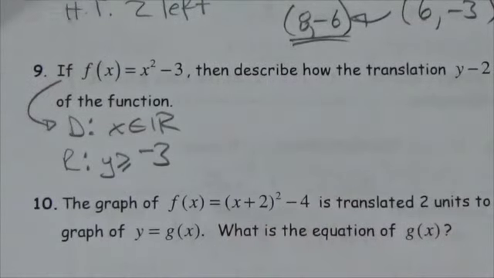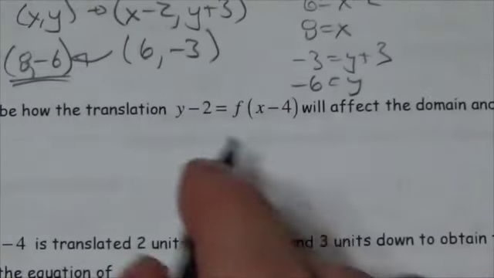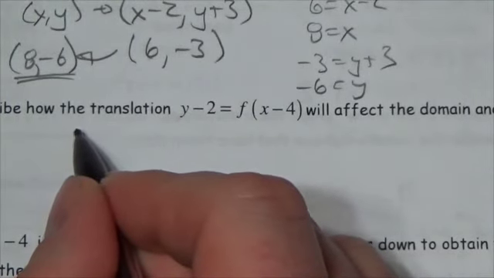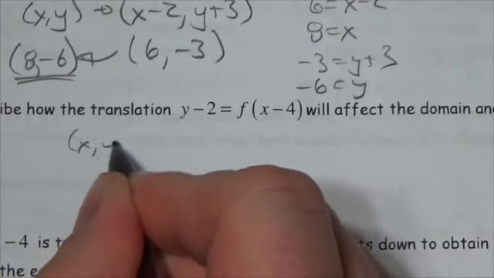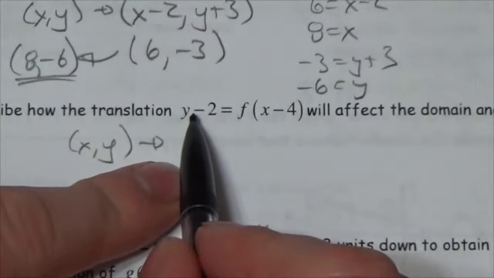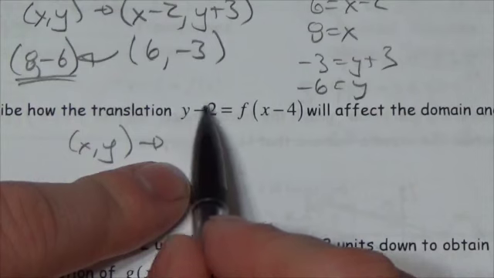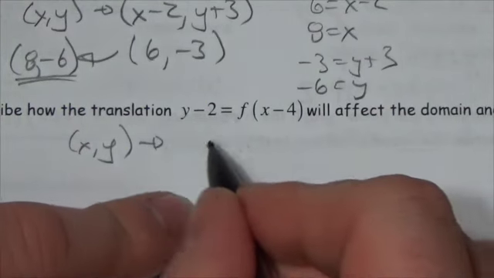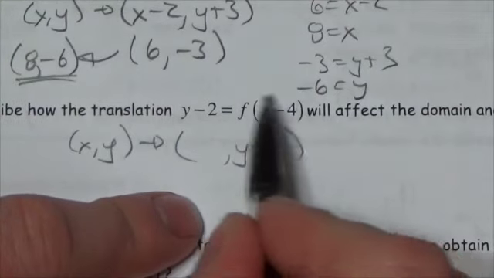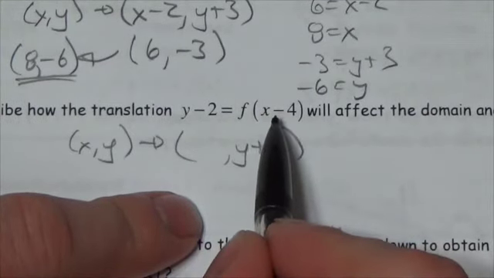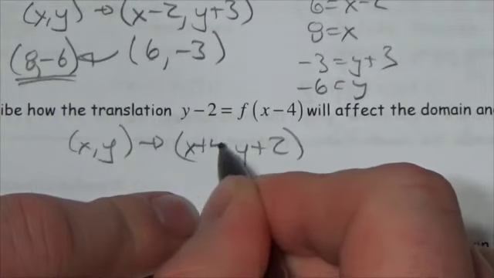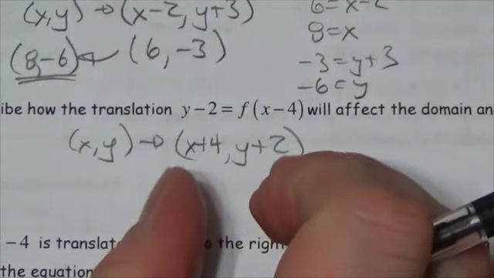Now let's take a look at the transformations here, and I'll do this specifically with the image point. What is this? Well, this is a vertical translation 2 up, because I would take that 2 and add it to both sides here. So this is going to be y + 2. This is a horizontal translation 4 to the right, because to get x by itself I would add 4, so x + 4. So this is what my point is going to look like here.